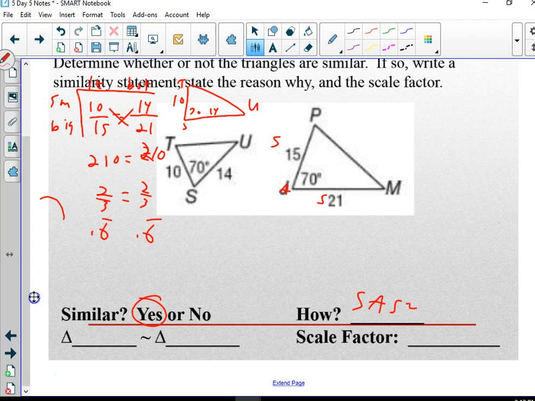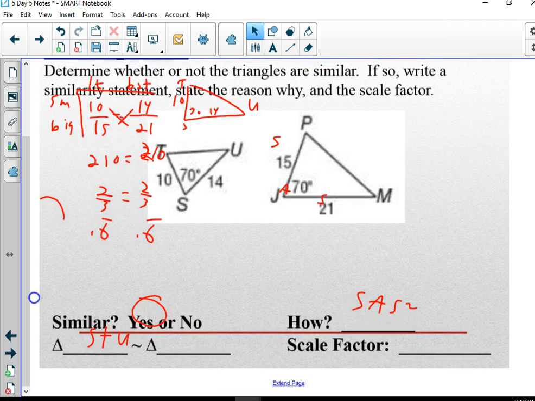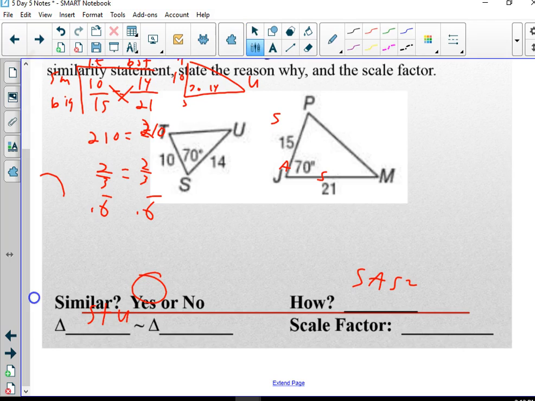And then we say STU to, I can't tell if this is over, that was a JPM. Do this. There we go. JPM. And the scale factor again is 2 to 3.